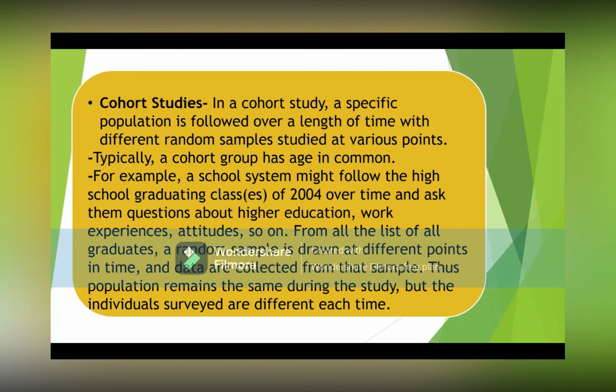In a cohort study, a specific population is followed over a length of time with different random samples studied at various points. Typically, a cohort group has age in common. For example, a school system might follow the high school graduating class of 2004 over time and ask them questions about higher education, work experiences, attitudes, and so on. From the list of all graduates, a random sample is drawn at different points in time, and data are collected from that sample. Thus, the population remains the same during the study, but the individuals surveyed are different each time.